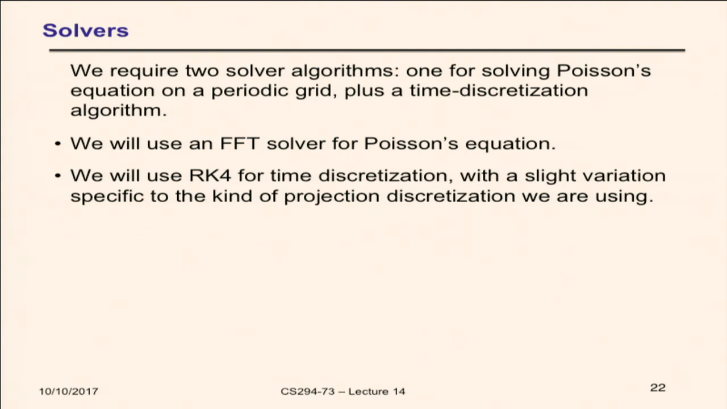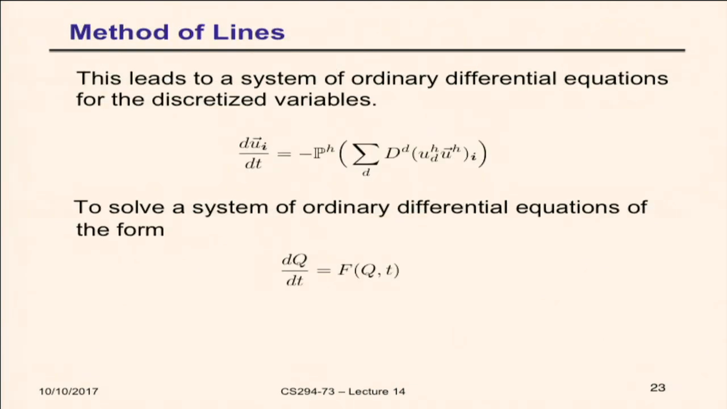But I'm going to give you a little bit of a flavor of this in the context of the incompressible flow. So at this point, by discretizing P in space and discretizing our advection terms in space, we have a system of ordinary differential equations for the discretized variables. The method of lines says, take this as a system of ODEs and just solve it.